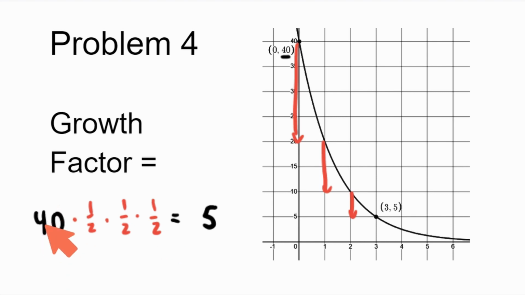Starting at 40, multiplying by a half, now I'm at 20, times another half, I'm down to 10, and multiply by a half, I'm down to 5. So I'm repeatedly multiplying by a half each time to go from 40 to 5. So our growth factor is 1/2.